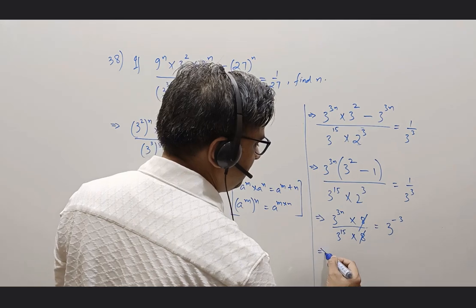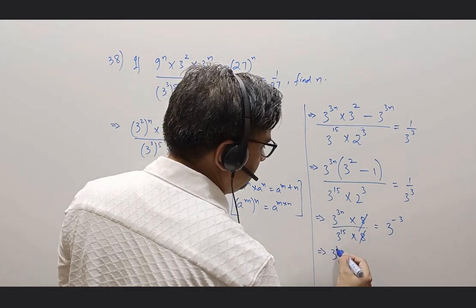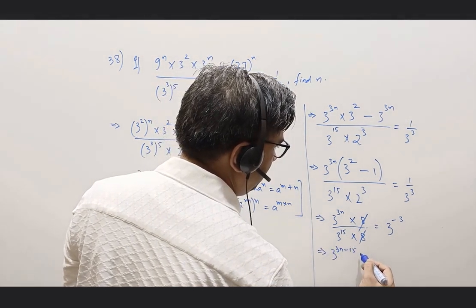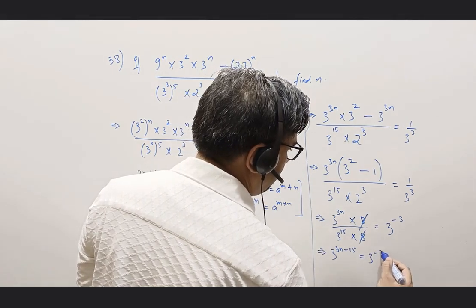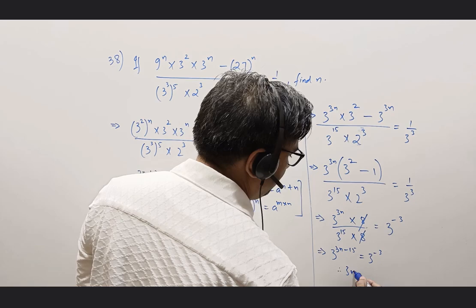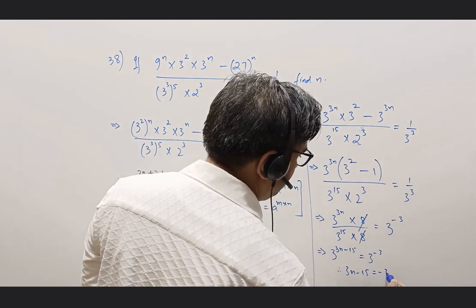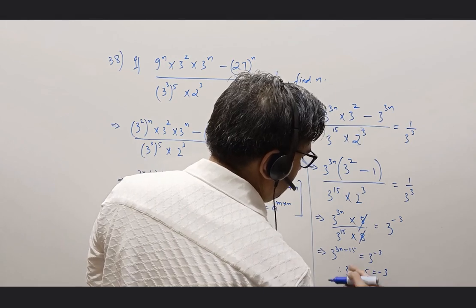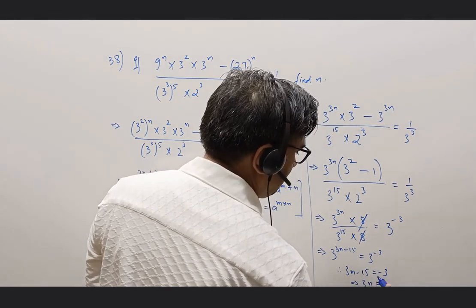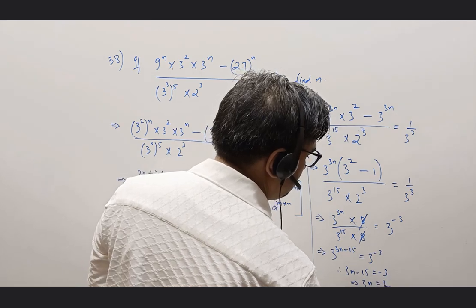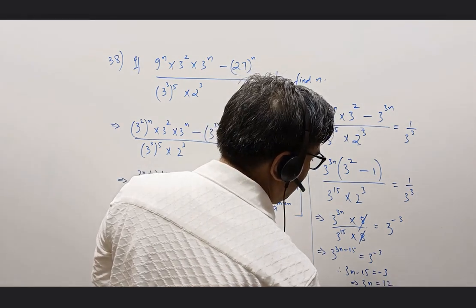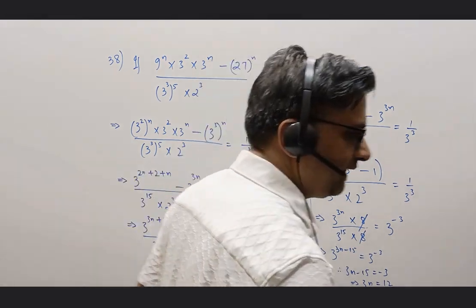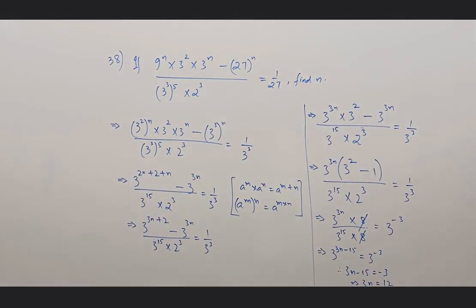So this gets us 3 to the power 3n minus 15 is equal to 3 to the power minus 3. Therefore, 3n minus 15 is minus 3. And that gets us 3n. Transpose this to the other side, it becomes plus 15. So plus 15 minus 3 is 12. And therefore, n comes to 4. That's the answer. n is equal to 4 is the answer.